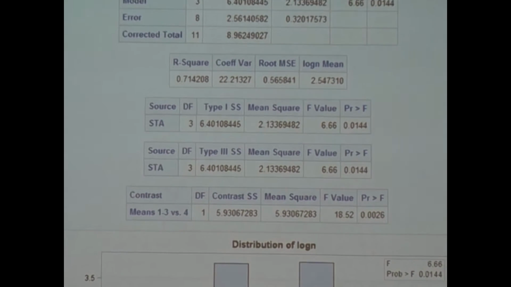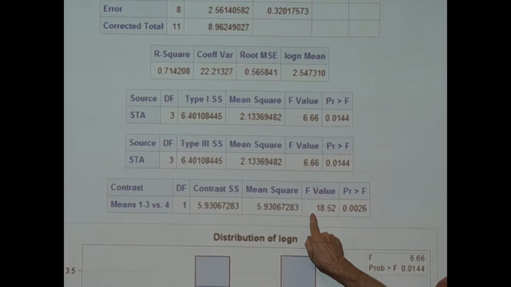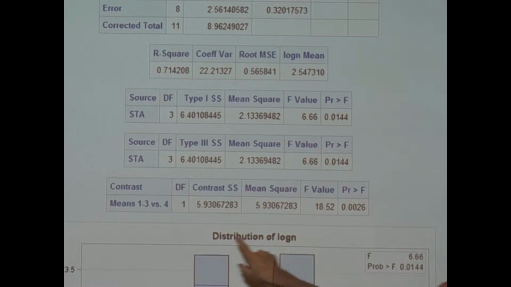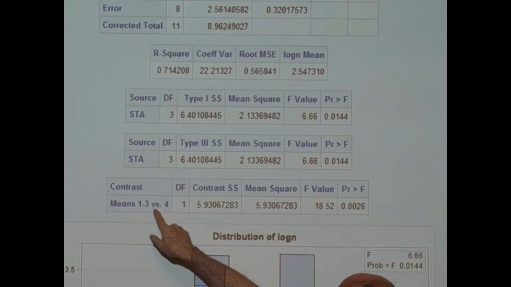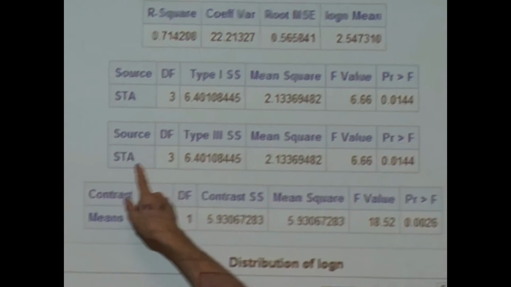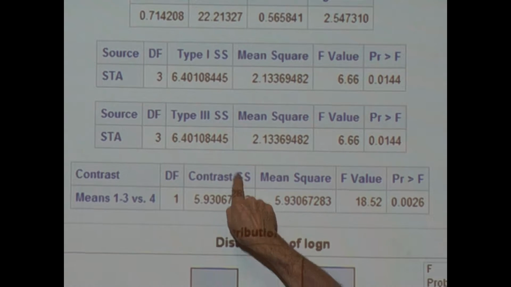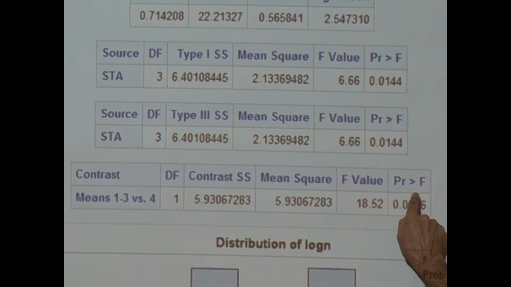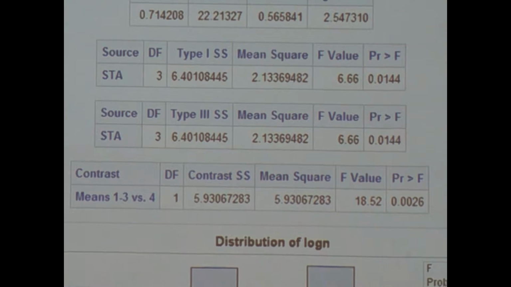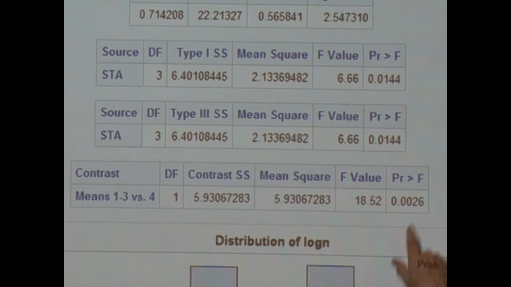And now we have what we had before, but now we have a new line. This line is not called station, it's a contrast. And notice it looks exactly like an ANOVA table. Now you've got DF, a sums of squares, a mean square, an F value, and a probability value. But now we're testing, are these first 3 completely different from my control? And oh my God, it is.